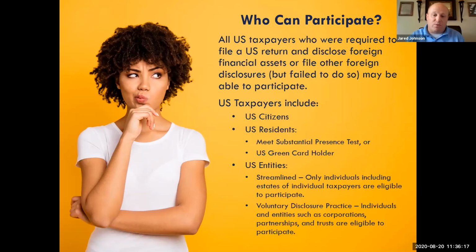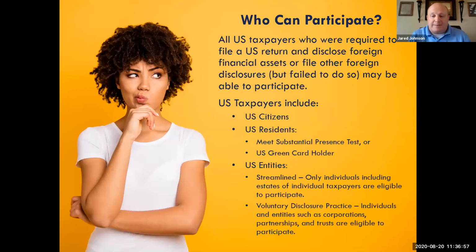At least 31 days in the current year, and you are here in the U.S. at least 183 days or more under the following formula. So the way that they look at that is you look at 100% of your current year days, a third of your days in the year before that, and 1/6 of your U.S. days in the year before that. If the sum of those three add up to 183 days, you've met the substantial presence test and you're a U.S. person. So that's kind of how that works.